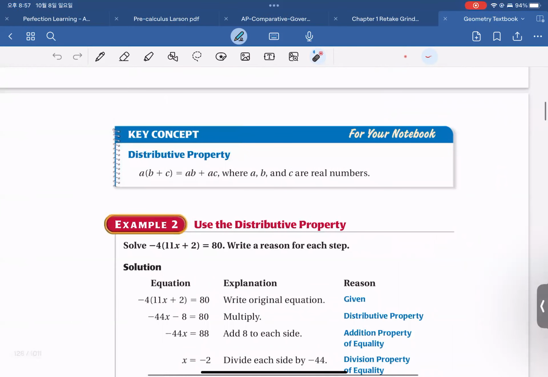Next is the distributive property, and it's basically saying that a times the quantity b plus c is equal to ab plus ac. Ab plus ac is equal to a parenthesis b plus c. This is also pretty straightforward, distributing.